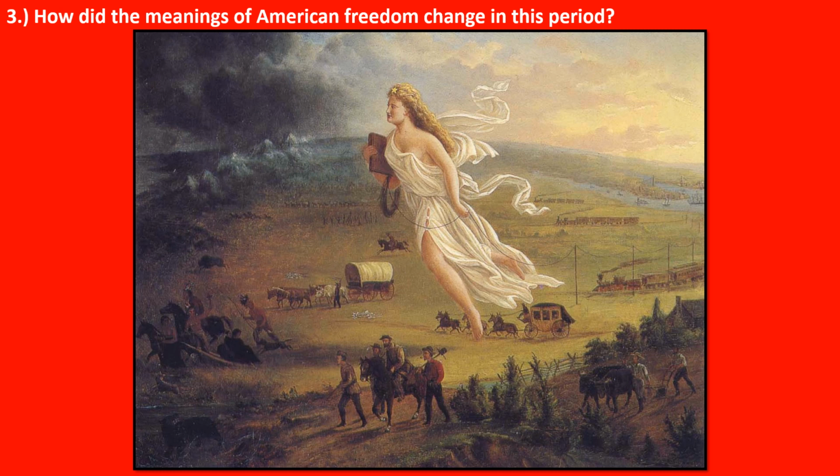Number three, how do the meanings of American freedom change during this period? A huge change is the introduction of the idea of manifest destiny. That term wasn't coined until 1845, when a newspaper editor named John O'Sullivan gave it a name, but the idea was already emerging in the early 1800s. Manifest destiny suggested that the United States had a God-given right, or God-given destiny, to expand from the Atlantic to the Pacific.